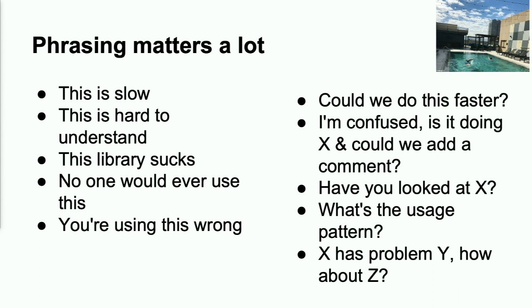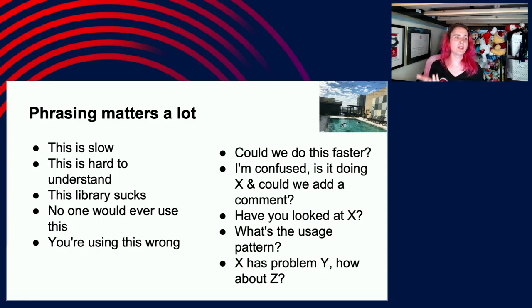So one of the things that we can do is some simple phrasing changes. Things like, this is slow, to could we do this faster? Saying like, this library sucks that you're using, like that hurts. Offering alternatives and asking people what they think of them. There's a lot of things that you can do. And just these small phrasing changes can make such a big difference in how someone's going to receive the impact of what it is you're trying to say.